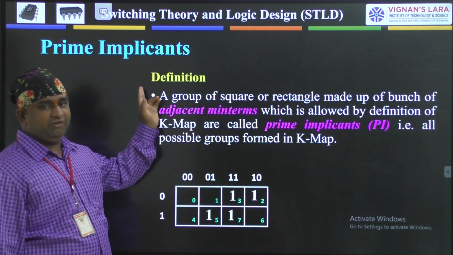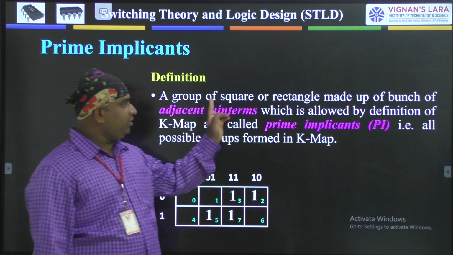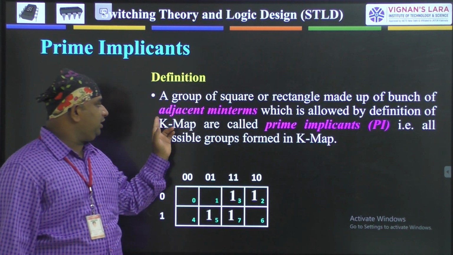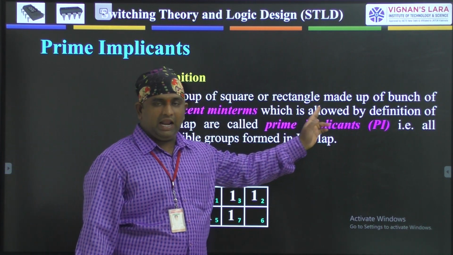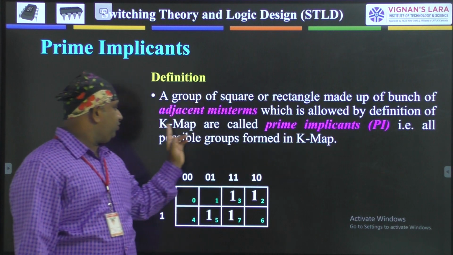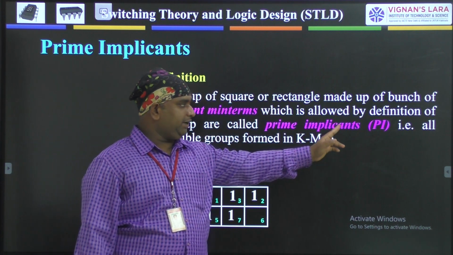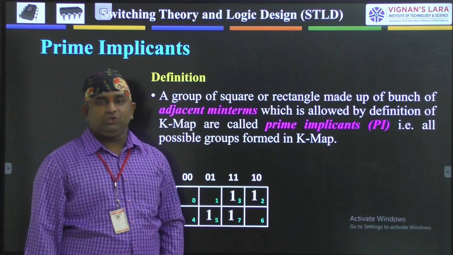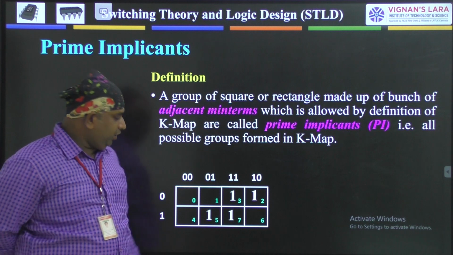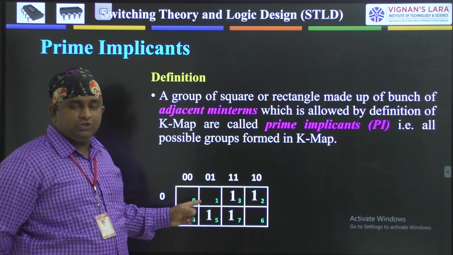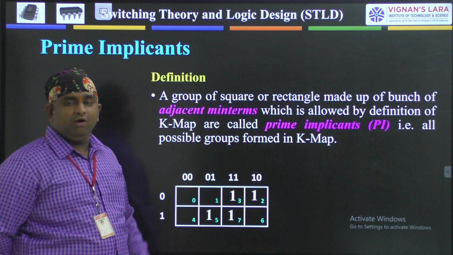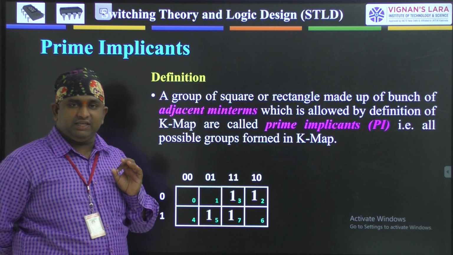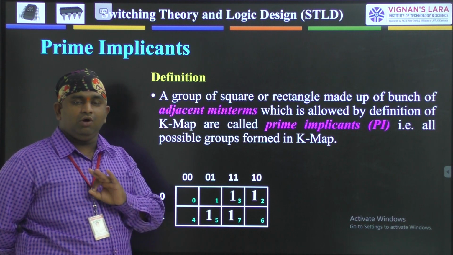Here is the prime implicant definition we have written: a group of square or rectangular shape made up of a bunch of adjacent minterms, which is allowed by the definition of K-map, is called a prime implicant. That is, all possible groups formed in a K-map. It is a very simple definition. When you have drawn the K-map, check the possible groups. There are not that many conditions here.